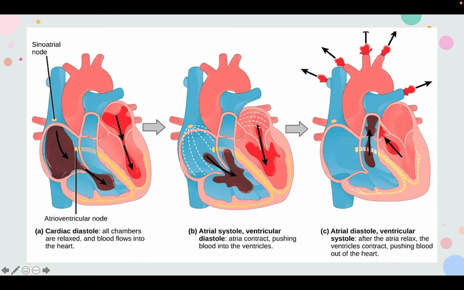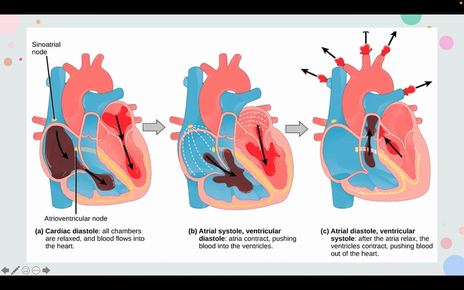And so that's exactly what we kind of see here. You can see the heart in a resting normal phase, cardiac diastole. So all the chambers are relaxed and the blood is flowing into the heart. Venous return. It's just in its in-between contraction phase. Blood is flowing into the atria.